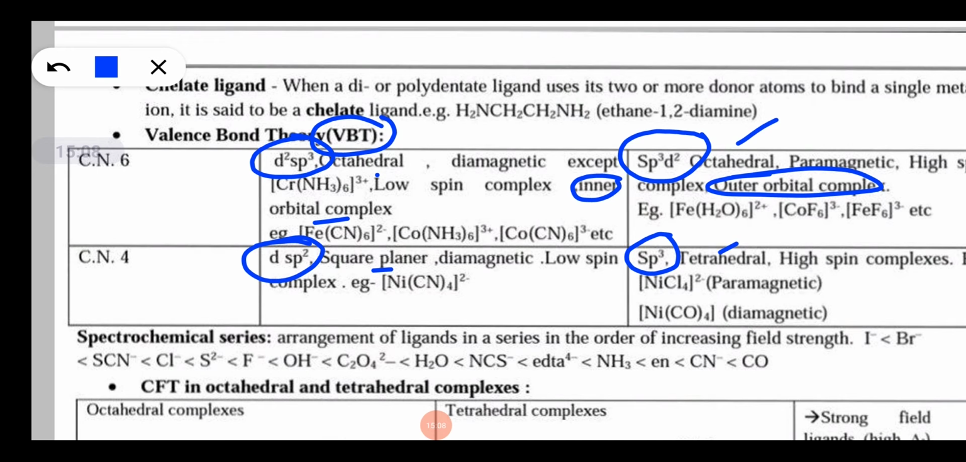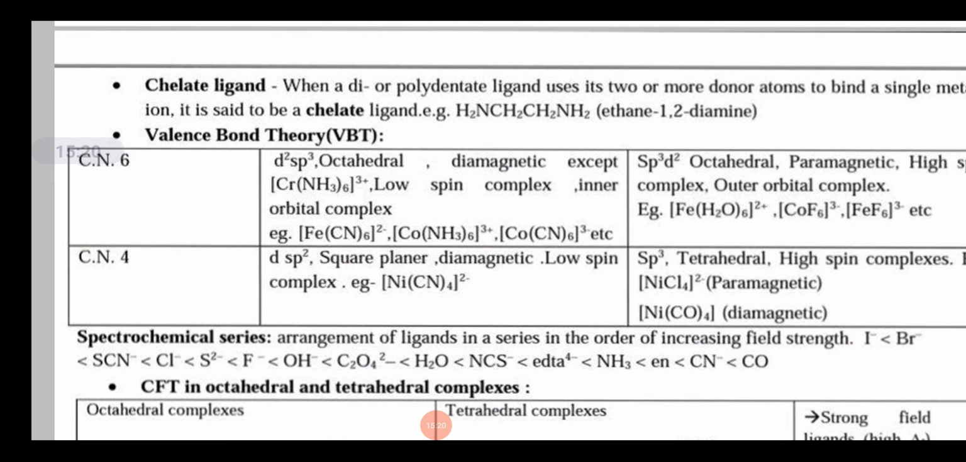Now we have to understand on what basis we come to know which species will form an inner orbital and which will form an outer orbital complex. When this VBT was discovered, scientists were not aware of the spectrochemical series. They did not know about the field strength of ligands, but all those complexes which form inner orbital complexes contain strong field ligands. And in the exam there are only three types of strong field ligands that questions come from. One is CO carbonyl, another is CN cyanide, and the third one is ammonia NH3.